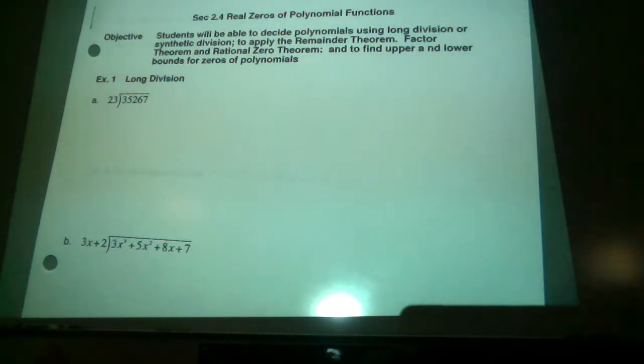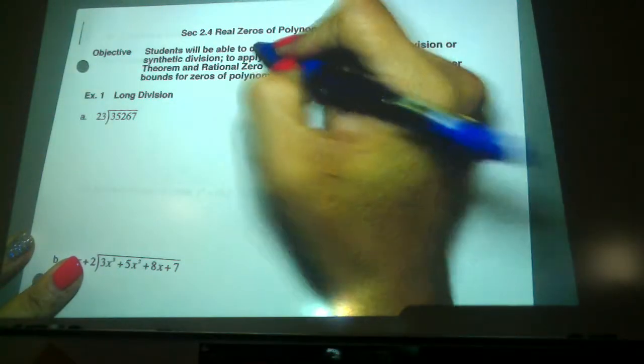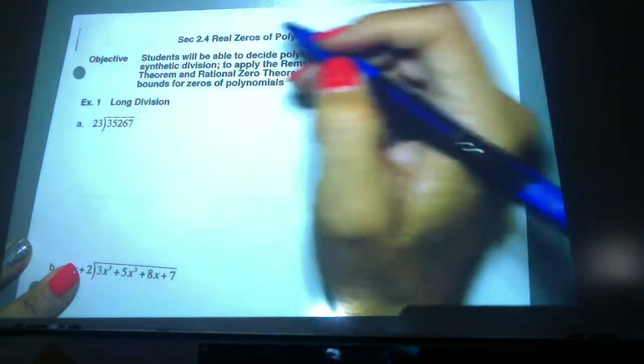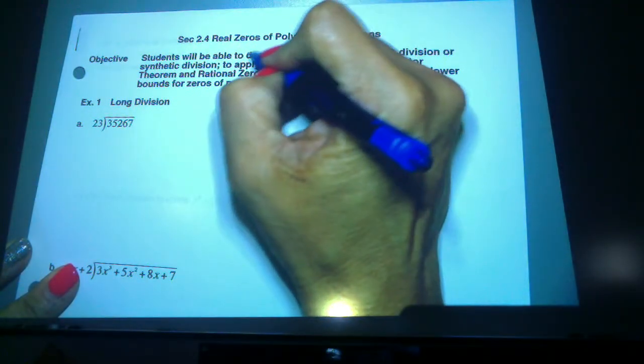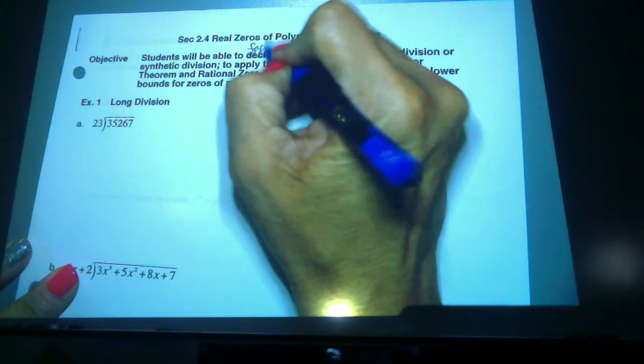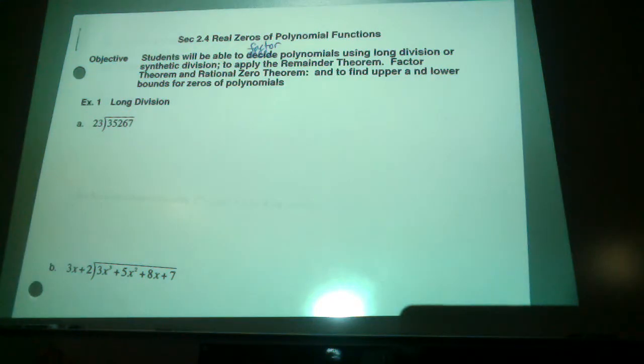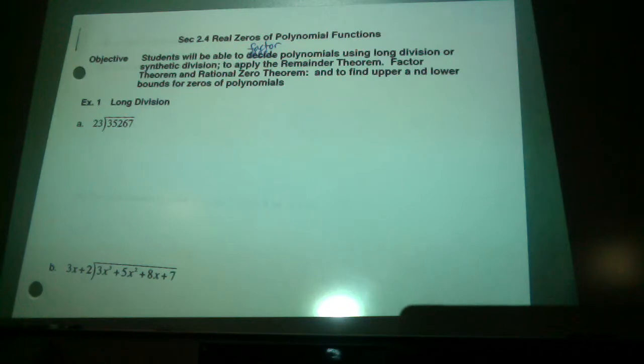You need to correct something up here, though. Students will be able to not decide, but factor. There's several typos on this. That would be Mr. Boots and not me, but I'm very thankful that I didn't have to write them.